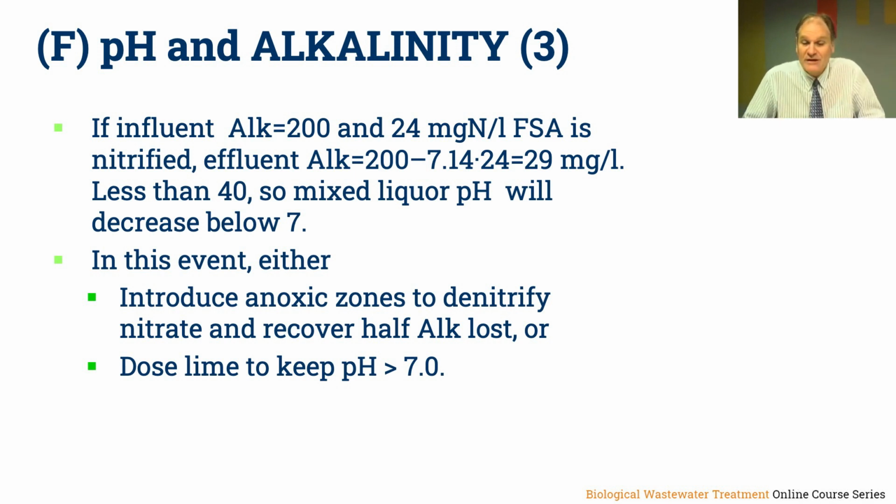And in order to keep the pH above 7, we would need to do one of two things. The first thing we could do is to introduce anoxic zones into the biological reactor to denitrify the nitrate and recover half of the alkalinity that we lost in the process of nitrification. And in the next lecture on denitrification, we will discuss this further. Alternatively, if we do not want to introduce anoxic zones, we would have to dose lime into the wastewater and add the alkalinity that is being lost through the nitrification process to keep the pH above 7.